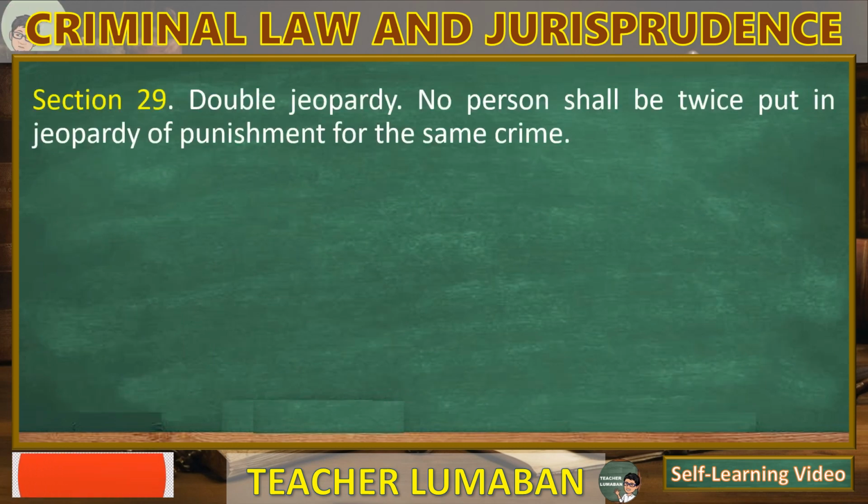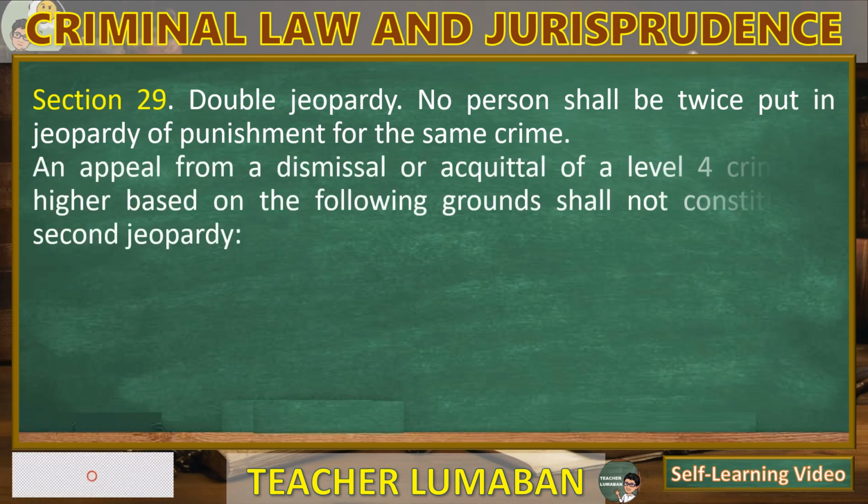Section 29. Double Jeopardy. No person shall be twice put in jeopardy of punishment for the same crime. Dobleng panganib. Walang tao ang dalawang beses na malalagay sa panganib ng kaparusahan para sa parehong krimen. An appeal from a dismissal or acquittal of a level 4 crime or higher based on the following grounds shall not constitute a second jeopardy.